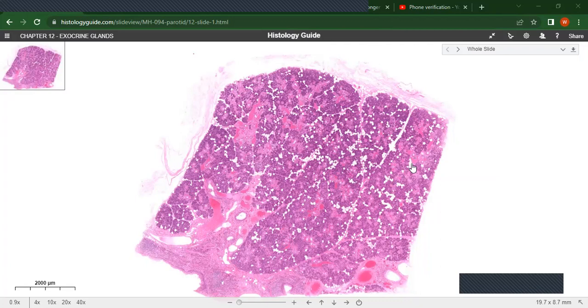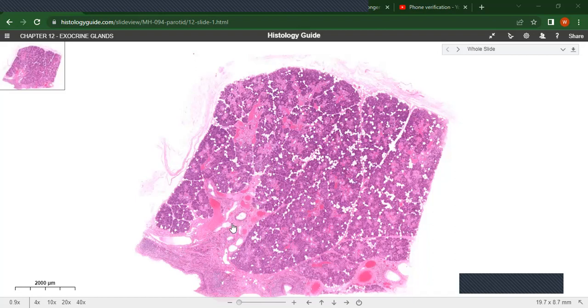From this magnification, you can see clearly we have a capsule, which sends in the septa or the trabeculae to lobulate the gland. This capsule and the trabeculae form the stroma. The stroma refers to the connective tissue framework. So this is a capsule.